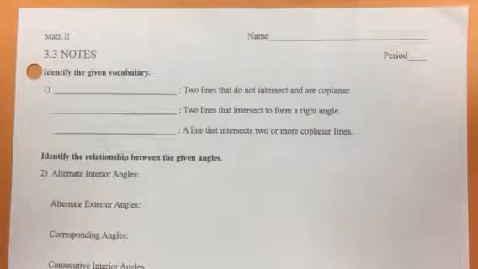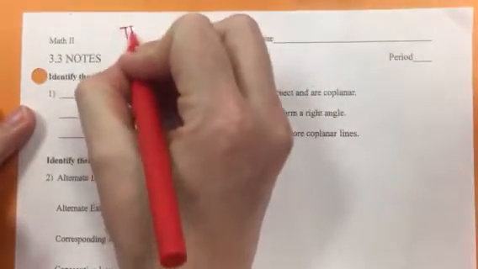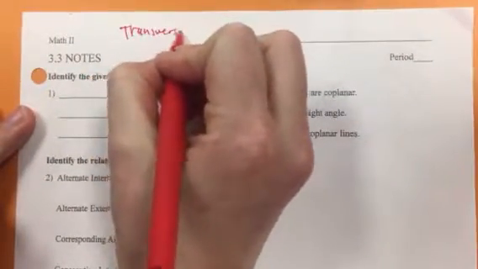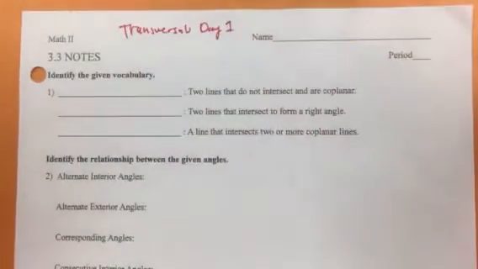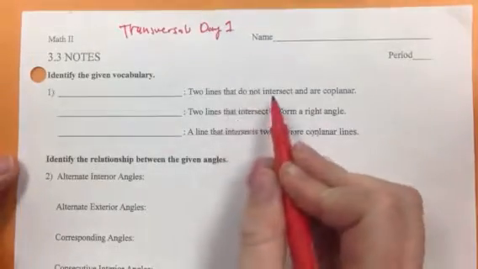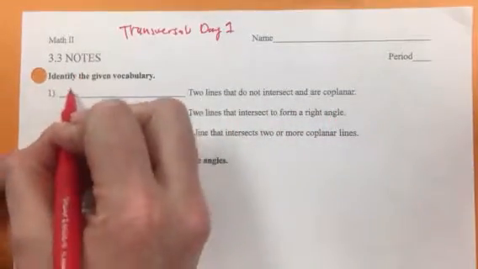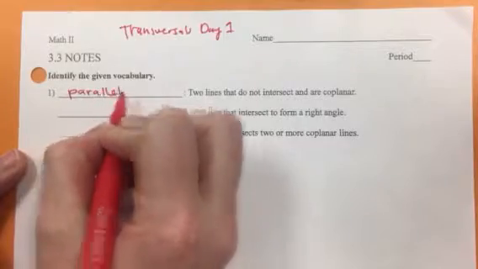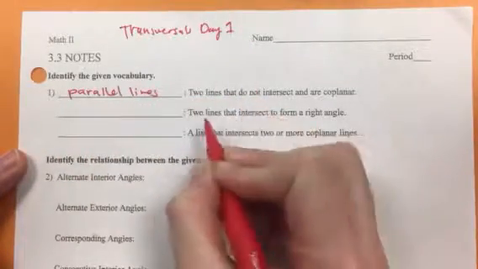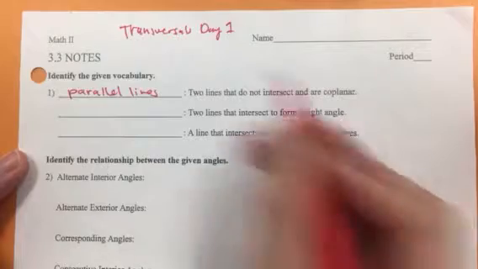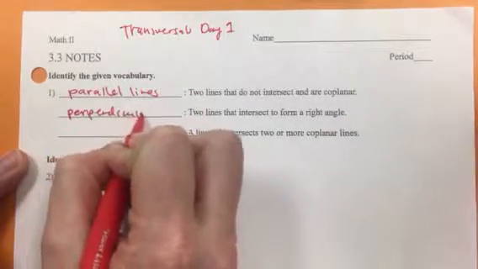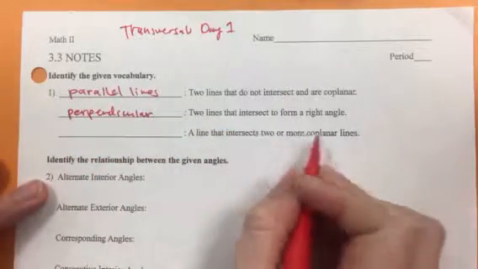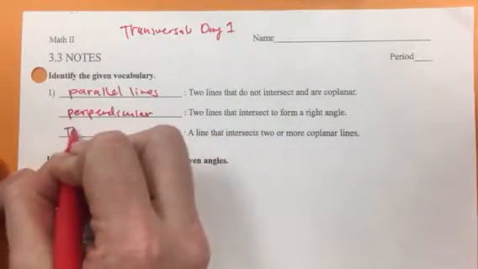In this video, we're going to go over vocabulary for transversals. Transversals, day 1. Two lines that do not intersect and are coplanar are called parallel lines. Two lines that intersect to form a right angle are perpendicular. Just a little review. A line that intersects two or more coplanar lines is called a transversal.